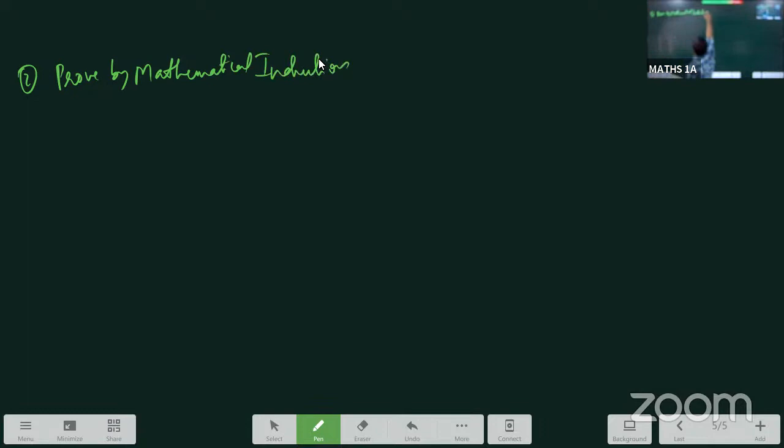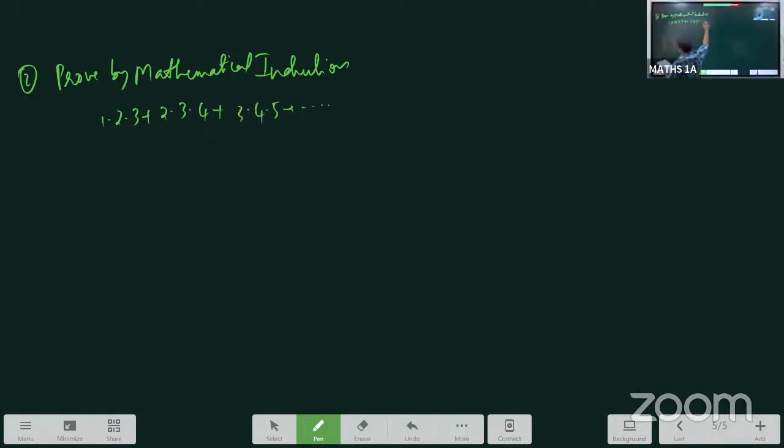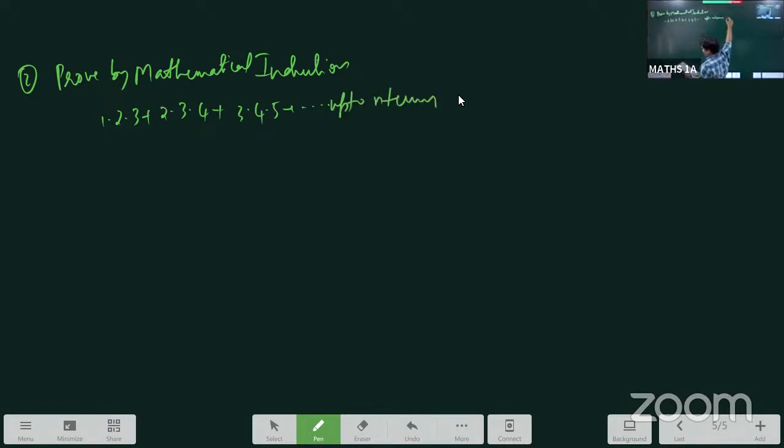Prove by mathematical induction. 1 into 2 into 3 plus 2 into 3 into 4 plus 3 into 4 into 5 plus so on up to n terms is equal to n into n plus 1, n plus 2, n plus 3 by 4.